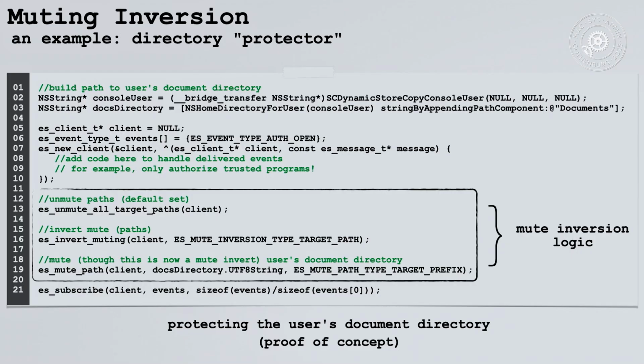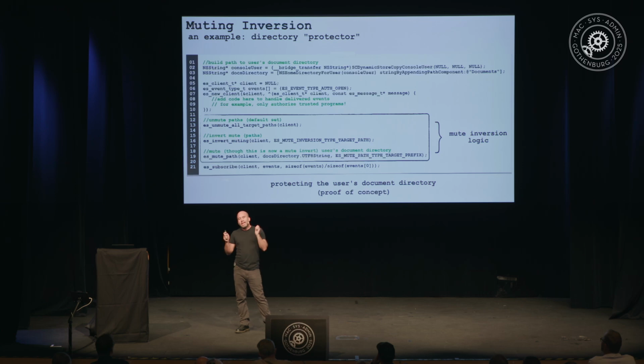And then ultimately, we subscribe. Now, anytime anybody, malware, the system, the user, tries to open files in the document directory, we will get a notification. We can examine who's doing it and ultimately allow or deny it.